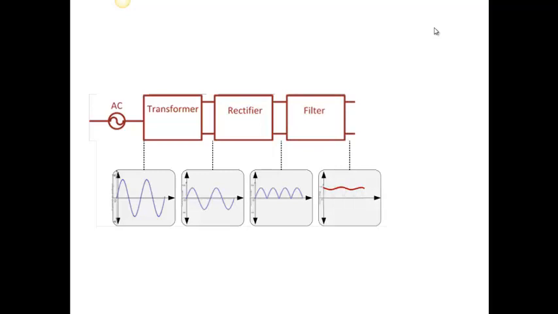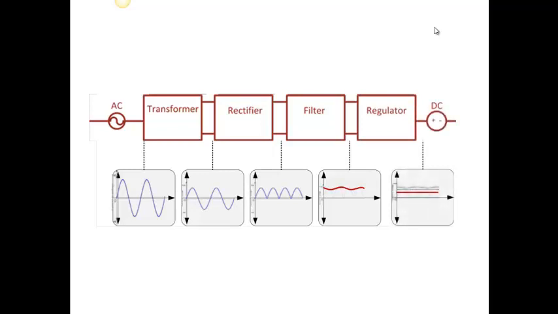The filter will smooth out most of that ripple, and the regulator will make sure that we get a constant voltage. And notice that the constant voltage from the regulator is lower than the one that we put in. We need about 3 or 4 volts into the regulator above what we require out. So if we want 5 volts out, we're going to have to feed it with 8 or 9 volts.